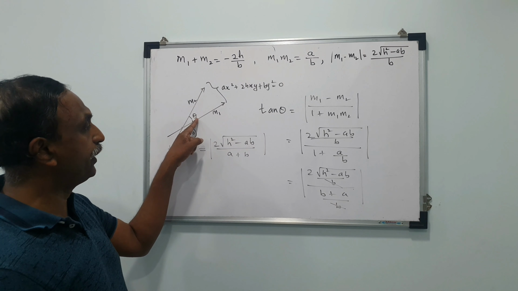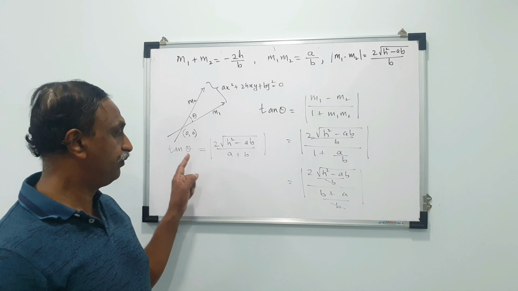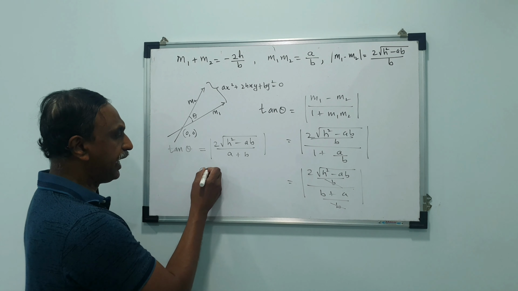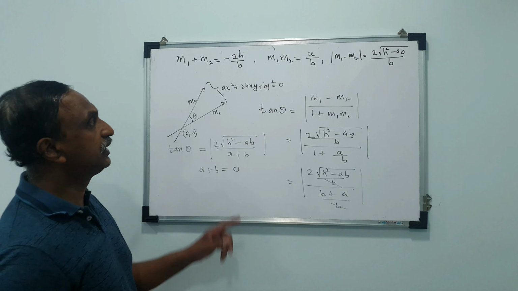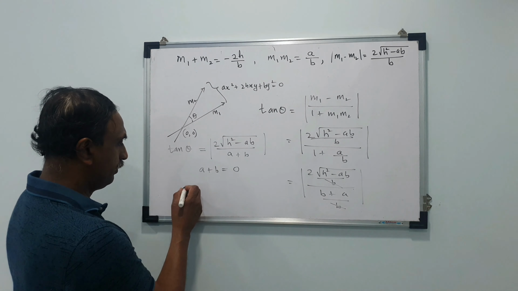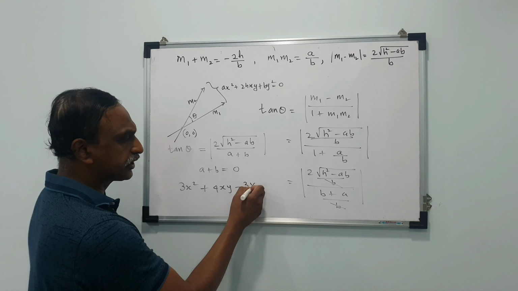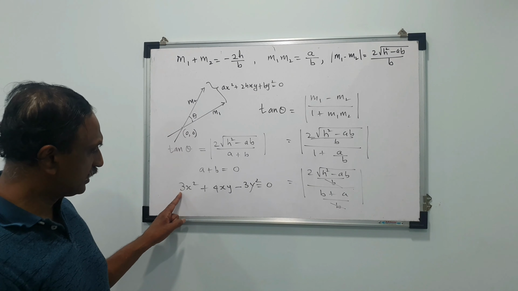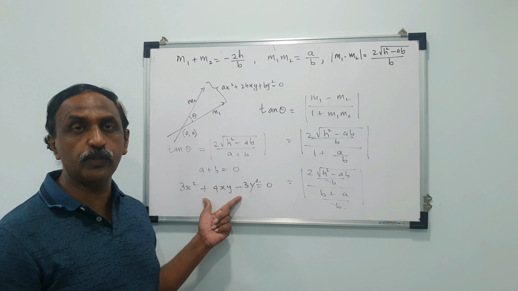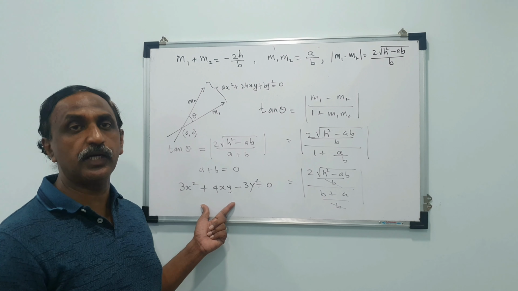Now, an interesting point here. If the lines happen to be perpendicular, that means if theta is 90 degrees, then tan theta's value would be not defined. When does a number become not defined? When the denominator becomes 0. What does that mean? If a plus b equals 0, the lines represented by this equation will be a pair of perpendicular lines. For example, if I have an equation 3x square plus 4xy minus 3y square equal to 0, you will notice that a plus b is 0 here. Therefore, without just looking at this equation itself, I can say that this equation represents a pair of perpendicular lines passing through the origin.